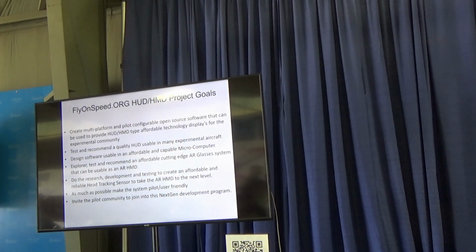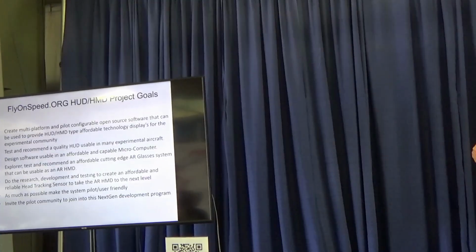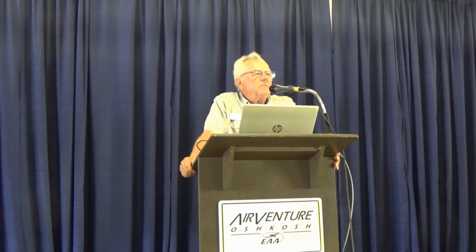So the project goals of our Fly on Speed project is multi-platform. The software we create is shareware. It's available on our website. We can interface into about 15 or 20 different types of general aviation experimental world displays, from the eye-level types of displays, Stratix, G3X, Dynon, MGL, and some other systems. And we have it designed in such a way that as new technology comes along, you can write an interface into our software, and you suddenly can add a new system to be able to get displayed.